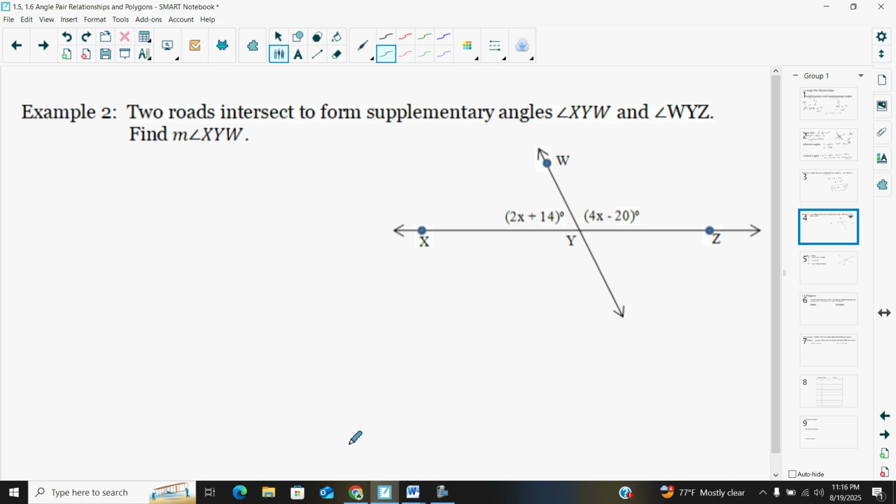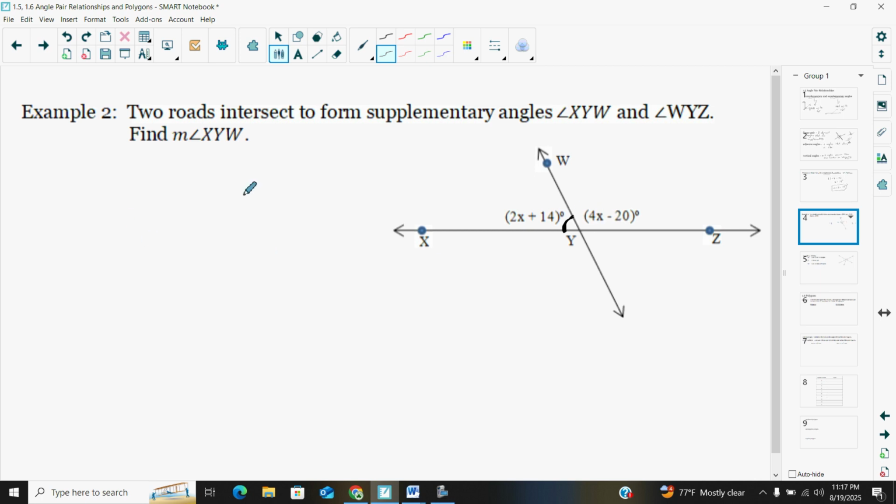Example 2 says two roads intersect to form supplementary angles. Those supplementary angles are XYW, so this one here, and WYZ, this one here, which they sure looked supplementary. We're looking for the measure of angle XYW. So we want to know what this angle right here is. We know for sure that these two angles are supplementary. They form a linear pair.